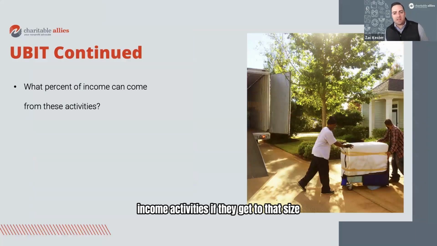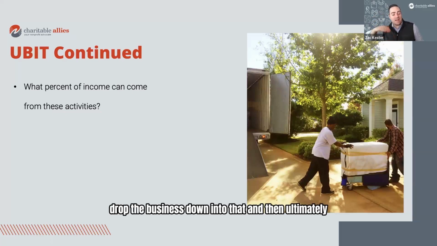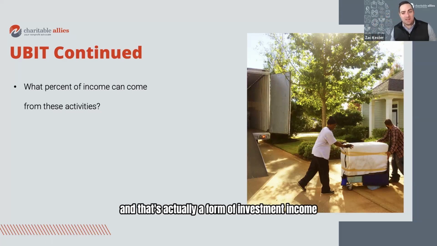If they get to that size, that doesn't mean we stop, because frankly, if the charity created a business that is just going gangbusters, what we would typically want to do is create a subsidiary organization, drop the business down into that, and then ultimately the net profits from that activity can be distributed back to the charity. And that's actually a form of investment income.